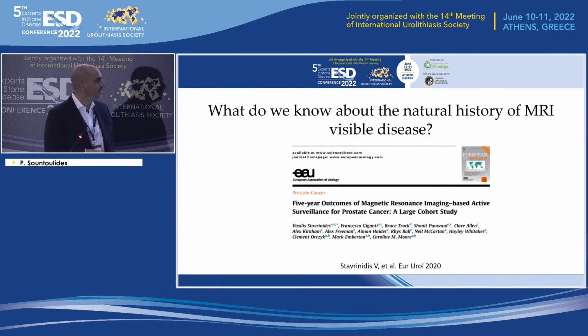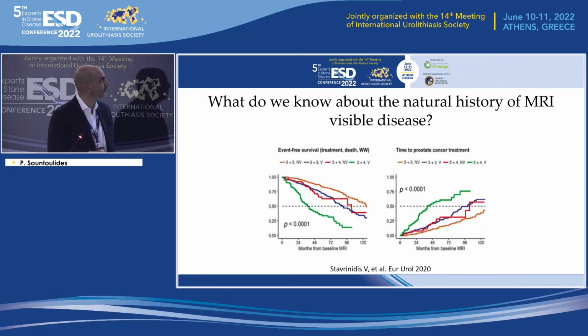This is a very nice recent study in European Urology looking at exactly this, whether the visibility of a lesion on MRI changes the prognosis. As you can see here, on the left we have the event-free survival. On the right there is the time to prostate cancer treatment. What is important is the colors. Orange and red are the patients who do not have visible disease on the MRI scan, whereas green and blue are patients with visible disease on MRI scan.